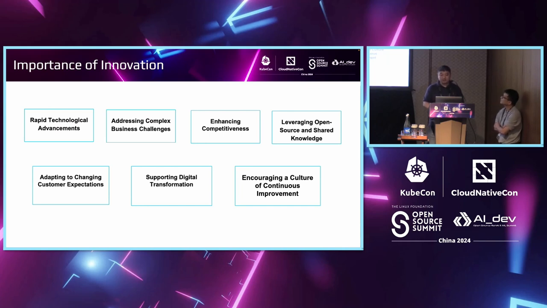Leveraging open source and shared knowledge: open source software is the power of collaboration in innovation. Adapting to changing customer expectations allows businesses to create more personalized, efficient customer interactions and enhance customer satisfaction. We also encourage a culture of continuous improvement and support digital transformation. With new technologies such as artificial intelligence and machine learning, we need to integrate them into existing enterprise computing.